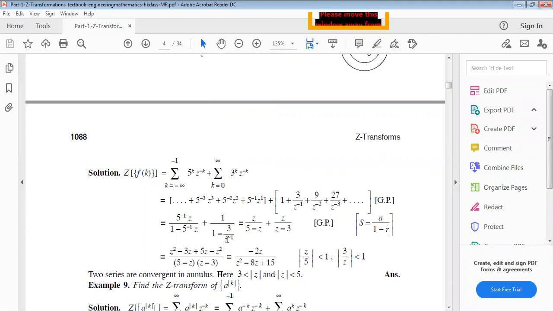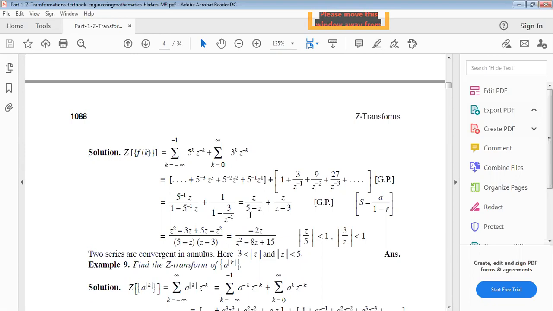Now putting the common ratio r as 3 divided by z, we get this. Now this can be written by taking the LCM, the least common multiple: in the denominator 5 minus z into z minus 3. Then in the numerator, dividing by 5 minus z, we get z minus 3, z minus 3 into z gives z squared minus 3z, plus z into z minus 5 minus z, 5z minus z squared. After subtracting we get this.